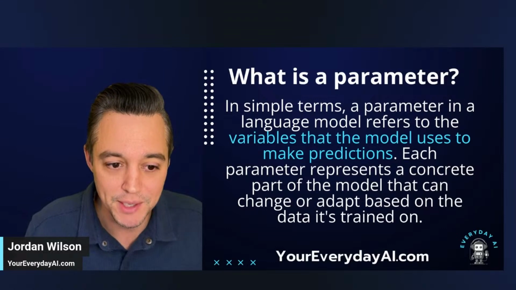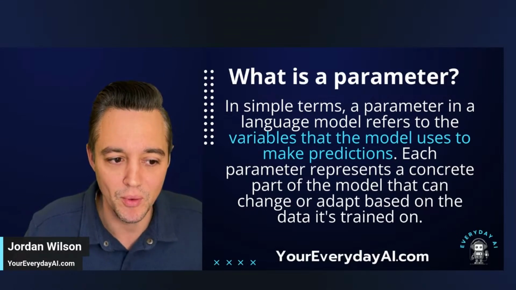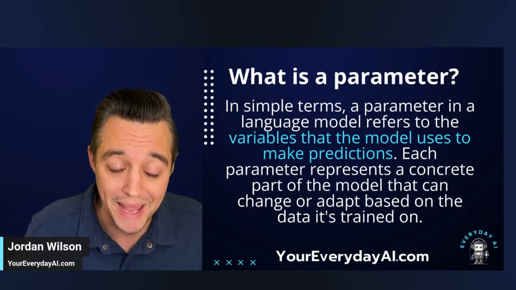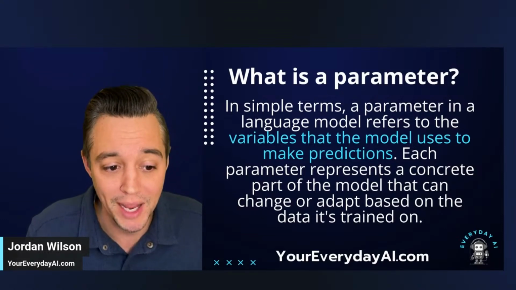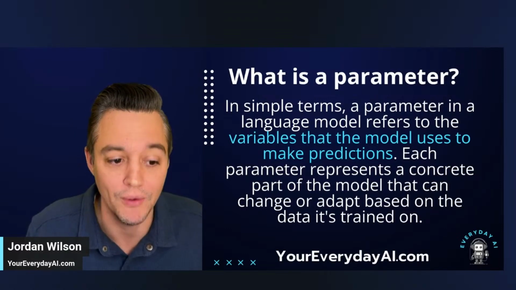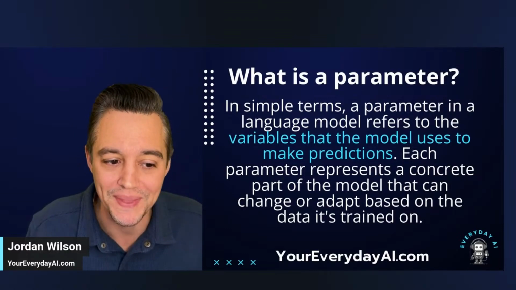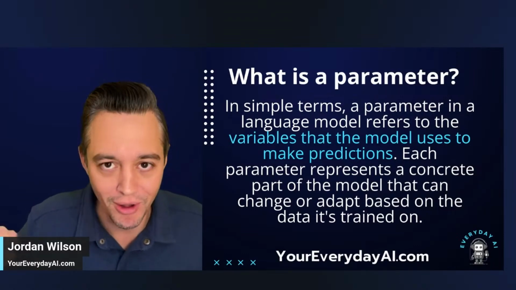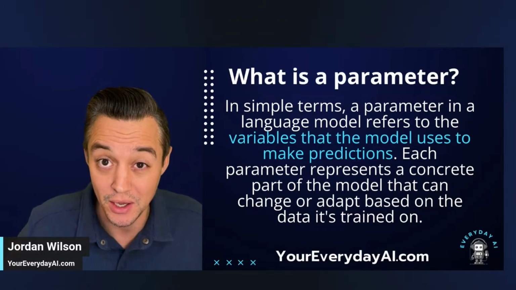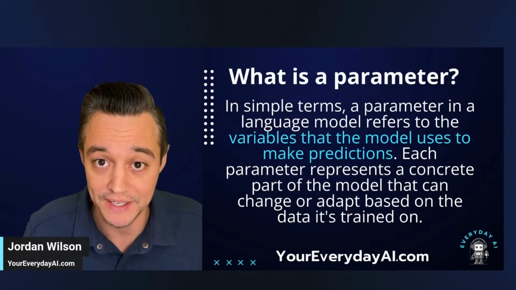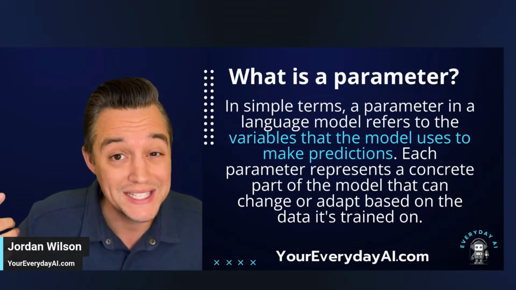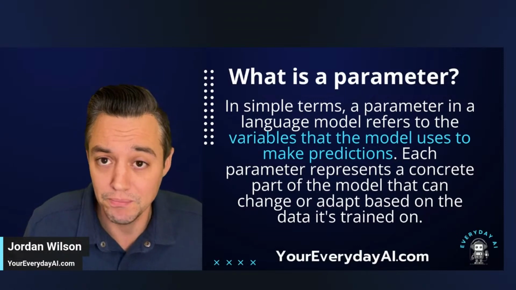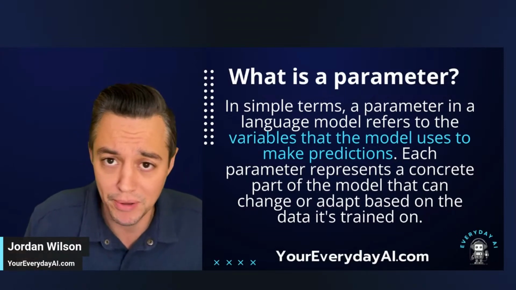So in simple terms, a parameter in a language model refers to the variables that the model uses to make predictions. All right. And each parameter represents a concrete part of the model that can change or adapt based on the data it's trained on. That's an important piece, right? Because all of these models and all of the parameters that they contain are trained. Which is why obviously these large language models are much more expensive to create. They're much more expensive to upkeep. They're more difficult to train, right? Because they are so much more complex.